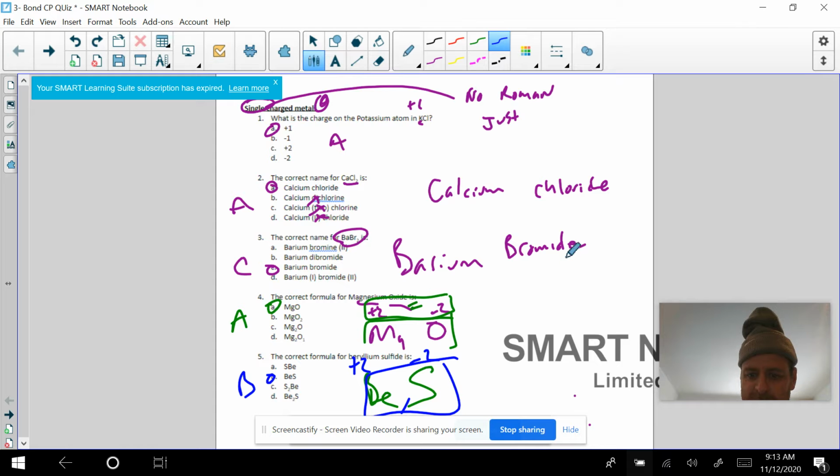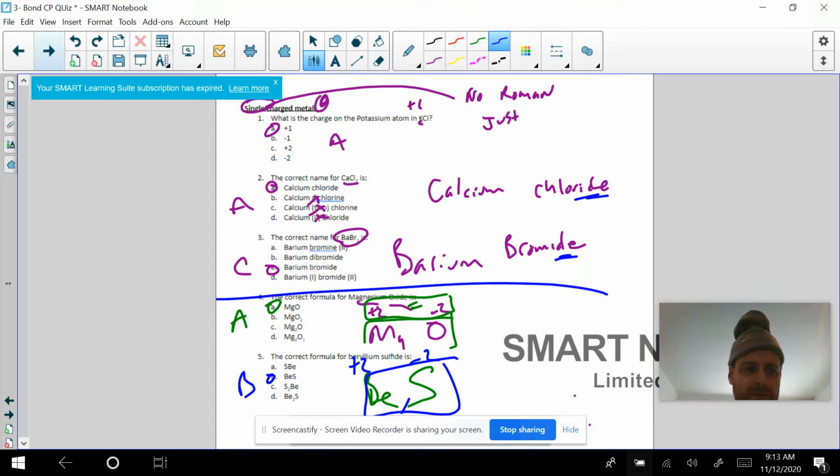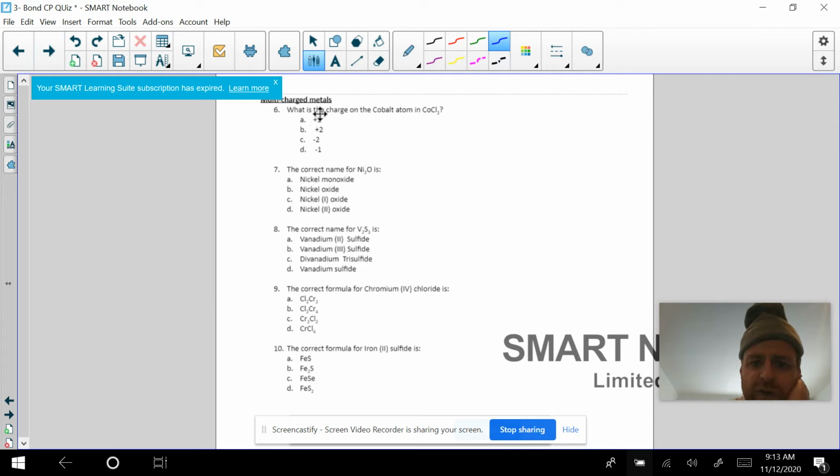Okay, so that's single charged. Write out the names, add the suffix "ide." Crisscross if you need to for formula writing. All right. What is the charge on cobalt Cl2? Okay, so what is the charge?